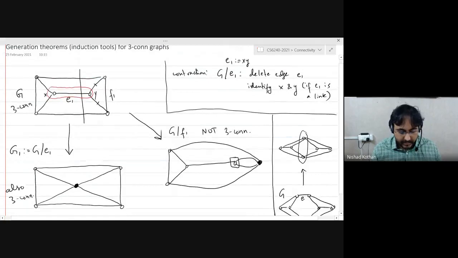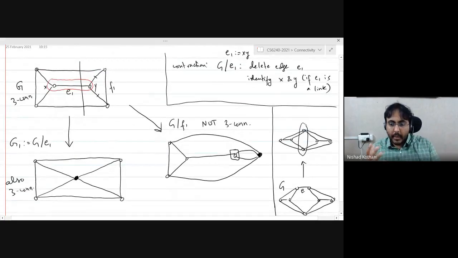The point here is that for some edges, when you contract the edge, you may be able to preserve 3 connectivity. For some other edges, you may not be able to preserve 3 connectivity. Okay, that's just how things are. But we will prove that unless your graph is really, really small, there is always an edge. There exists an edge such that when you contract that edge, the resulting graph will still be 3 connected.